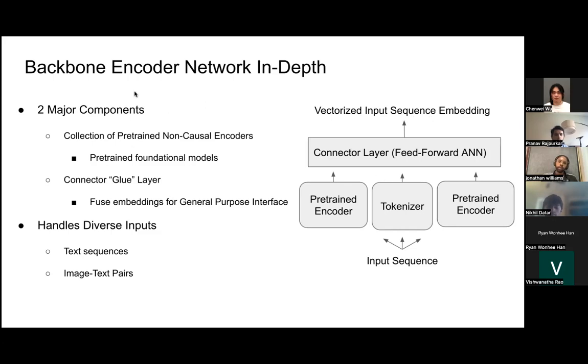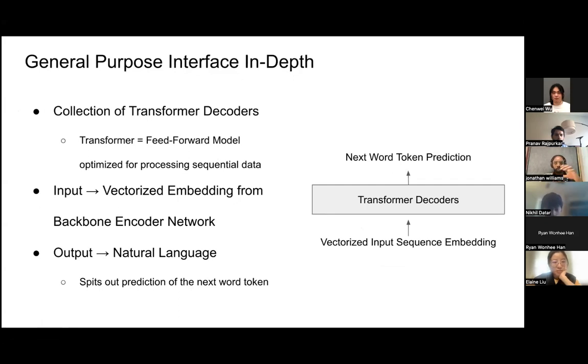So in short, the purpose of the backbone encoder network is to take in an input sequence, process it, and then provide a very rich vectorized embedding of the input sequence. So it takes in natural language and it outputs a real-valued vector. And it can handle diverse inputs. So it handles both textual sequences and image-text pairs. And images are handled by the vision encoder, if that is the pre-trained encoder; that encoder actually processes the image to produce the embedding associated with that image. And that was the bottom major component of the model.